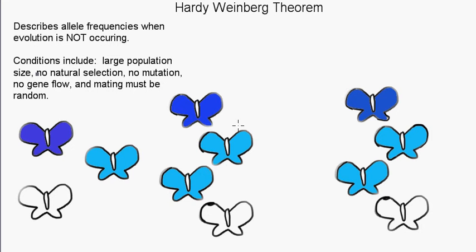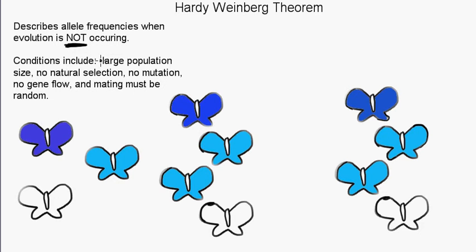So the Hardy-Weinberg theorem describes the allele frequencies that are present when evolution is not occurring. That's the main thing you have to remember about the Hardy-Weinberg theorem: evolution is not occurring. And there are a few conditions that must be satisfied in order for the Hardy-Weinberg theorem to be valid.